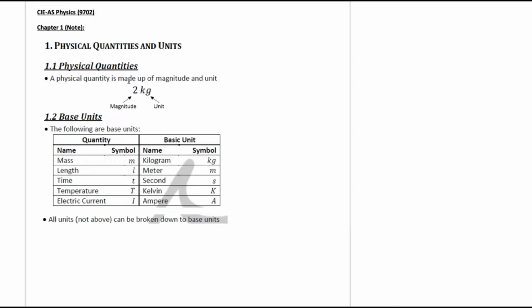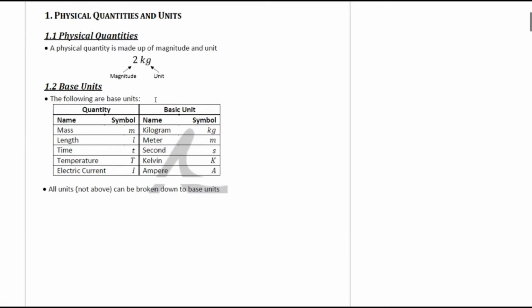A physical quantity is made up of magnitude and unit. So from here you can see two parts: the magnitude, which is the value, and then the unit, which you can see is kg. Okay, the unit is kg, so 2 kg is a physical quantity. So this is just basic.